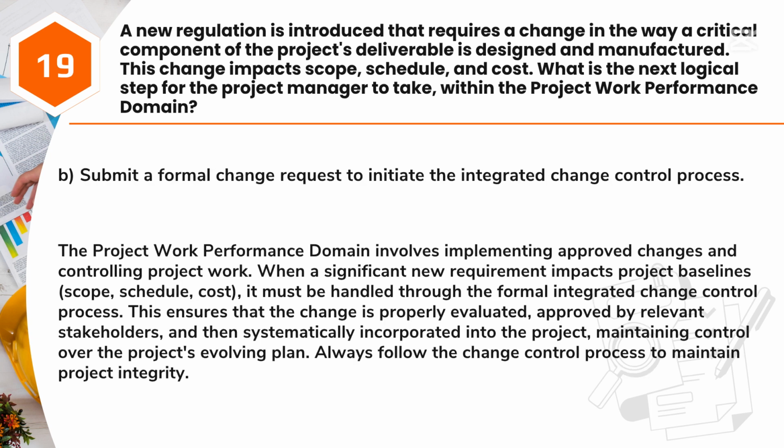Answer: B. Submit a formal change request to initiate the integrated change control process. The project work performance domain involves implementing approved changes and controlling project work. When a significant new requirement impacts project baselines, scope, schedule, cost, it must be handled through the formal integrated change control process. This ensures that the change is properly evaluated, approved by relevant stakeholders, and then systematically incorporated into the project, maintaining control over the project's evolving plan. Always follow the change control process to maintain project integrity.